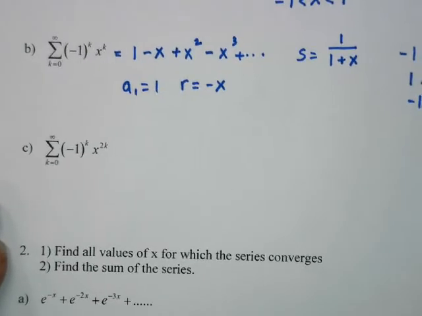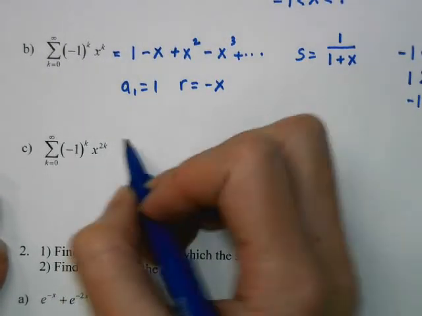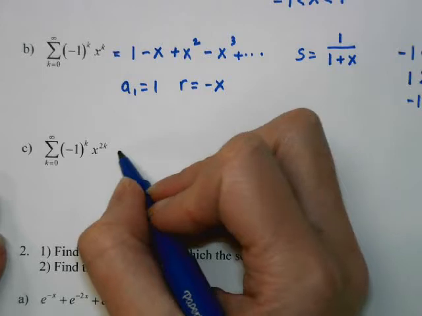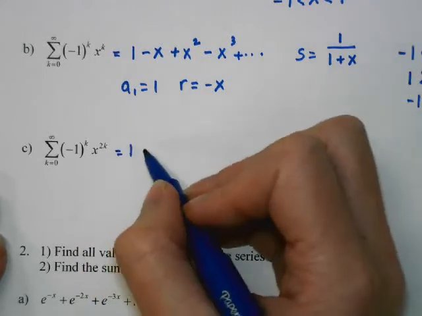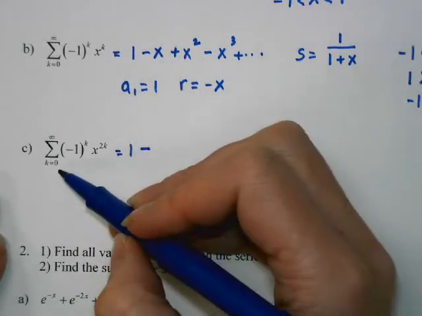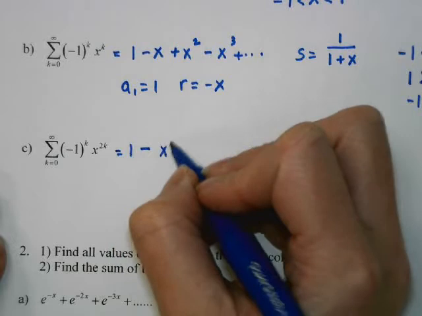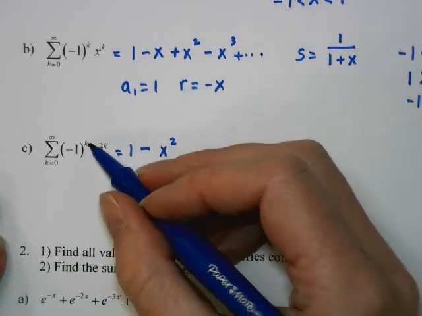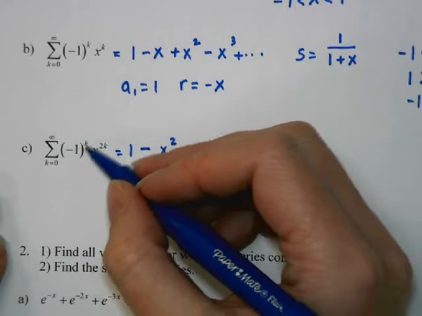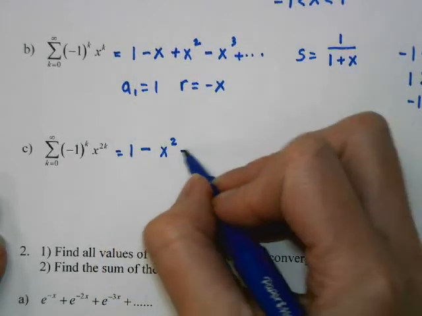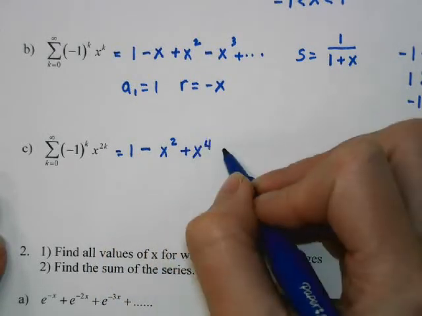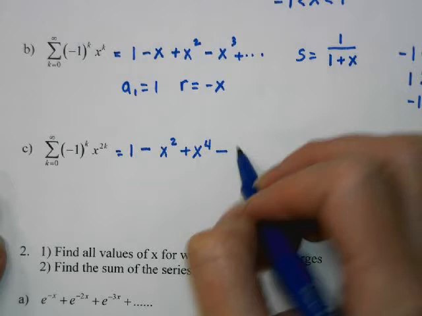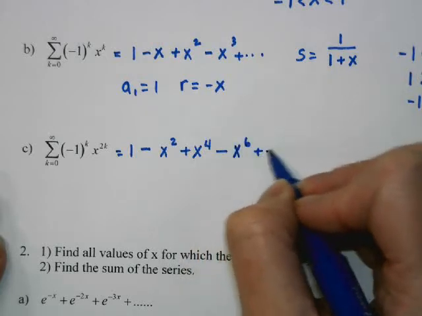All right, let's see what this 2 does. Still going to be alternating. First term is still going to be 1. My next one's going to be minus. I'm going to plug in 1, so this is going to be x squared. Plug in a 2 will make this positive, make this x to the 4th. Plug in a 3 will make it negative x to the 6th, and so on.